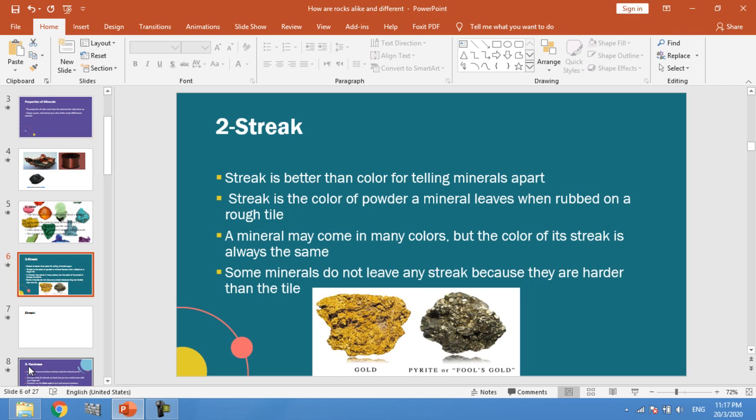What is pyrite? Pyrite is a mineral which is called false gold. It looks very much like gold in its color, but in its streak it's different. Gold gives a gold streak and pyrite gives a black streak, so we can use streak for differentiation.